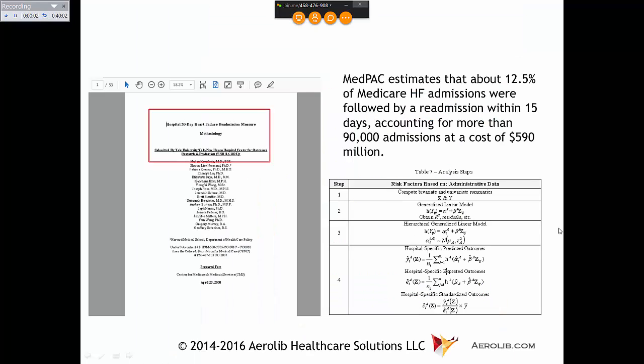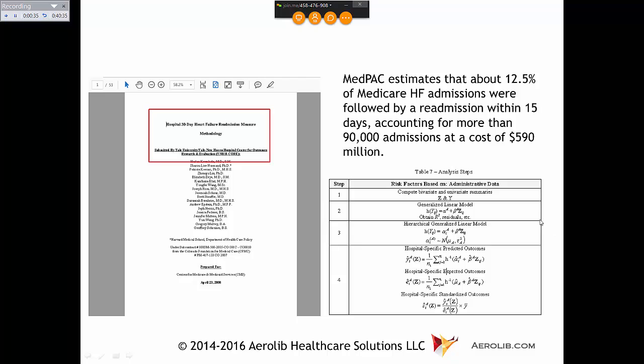And again, the idea is just to guide you. MedPAC has estimated that 12.5% of Medicare heart failure admissions were followed by a readmission within 15 days, and this accounted for 90,000 admissions at a cost of $590 million. So again, readmissions are expensive. This is why they're being looked at. All measures, whether it's physician documentation or hospital process issues to prevent them, are being looked at.